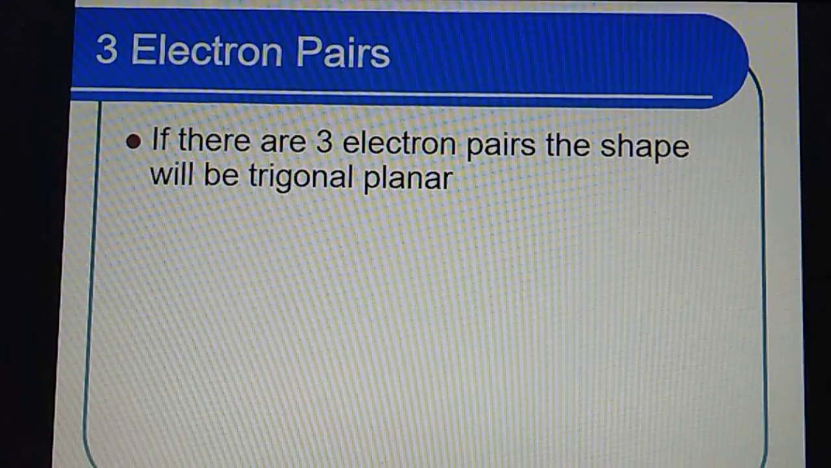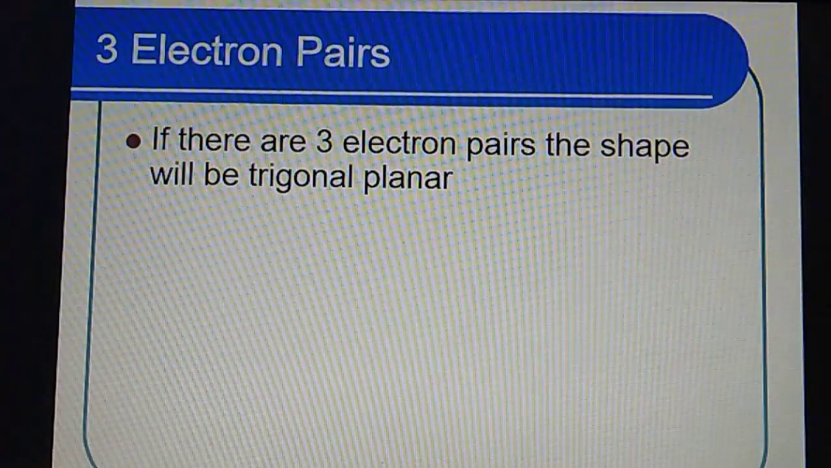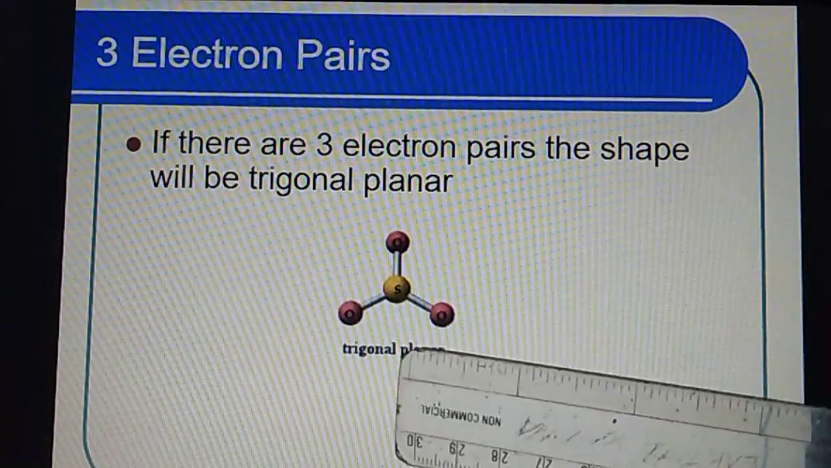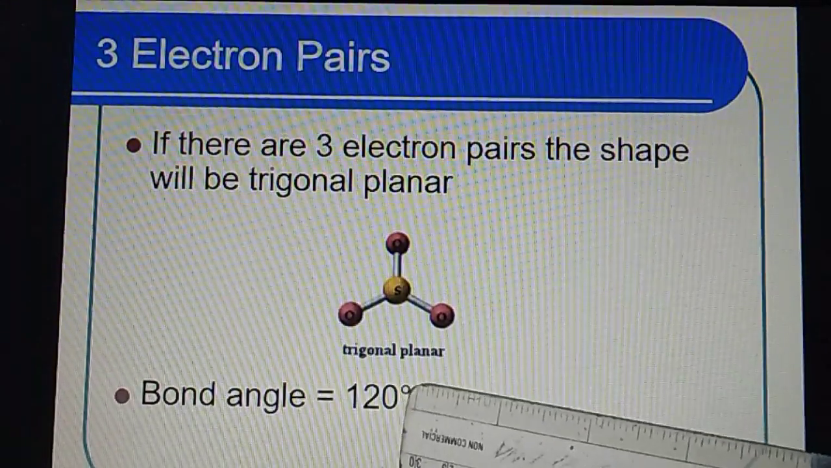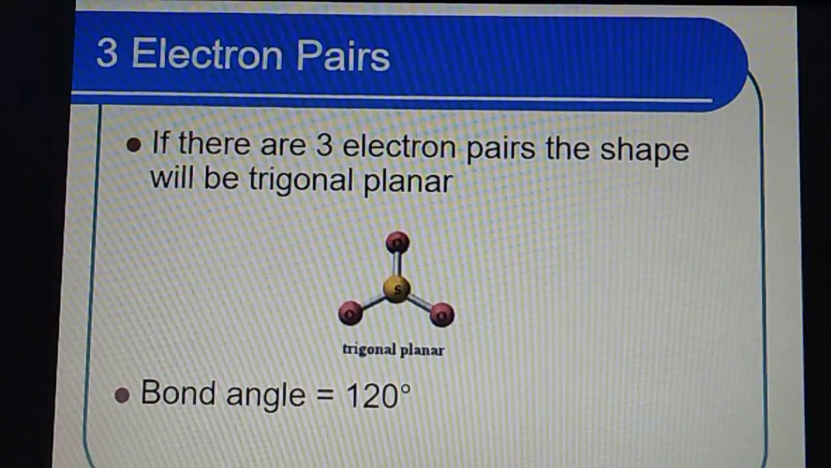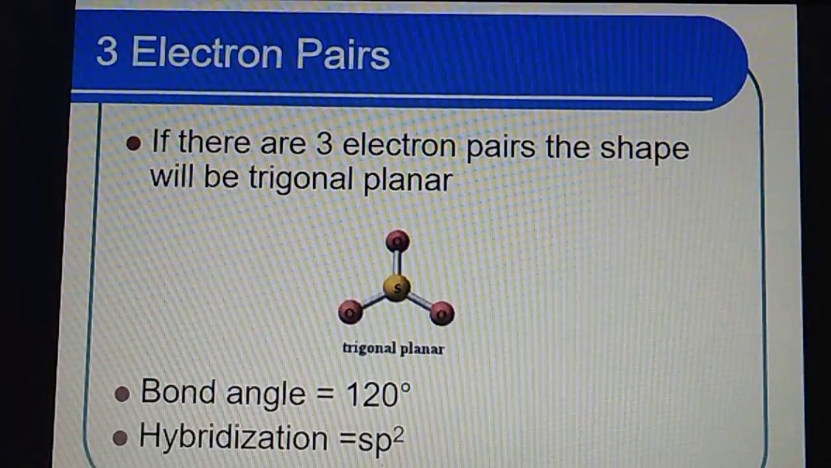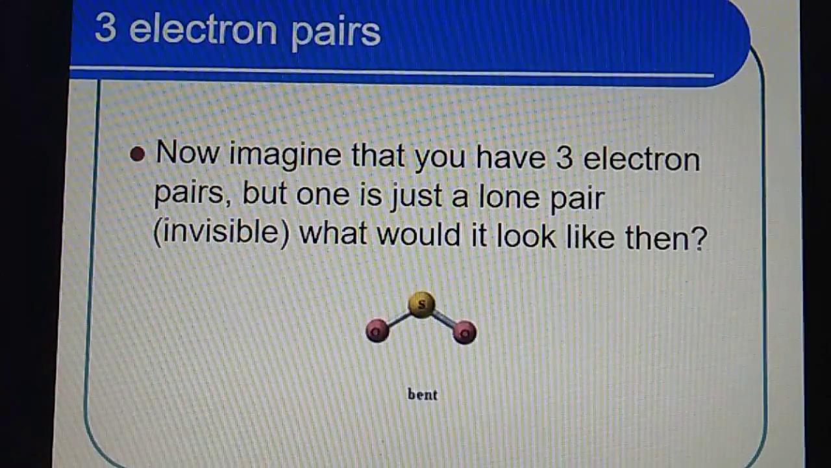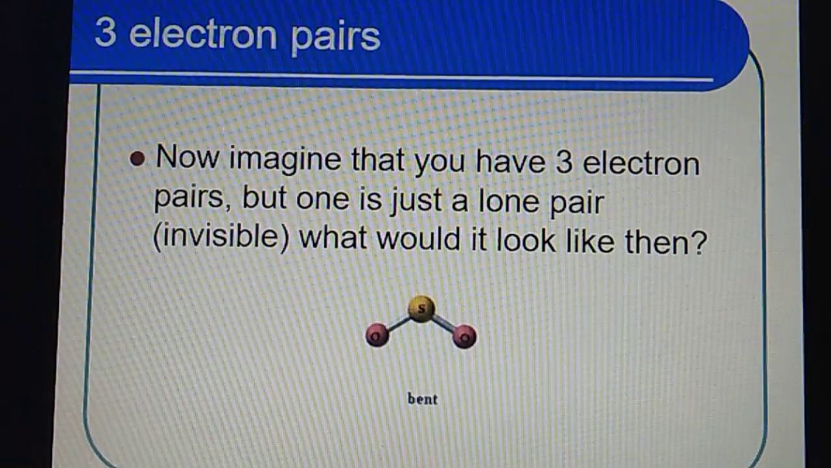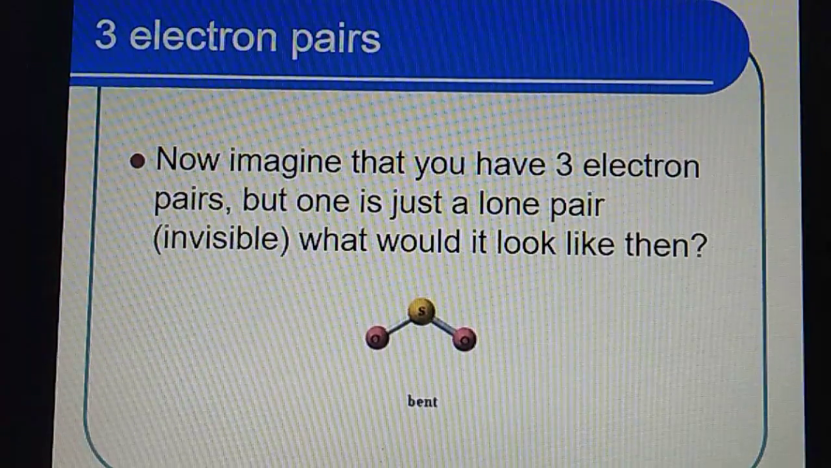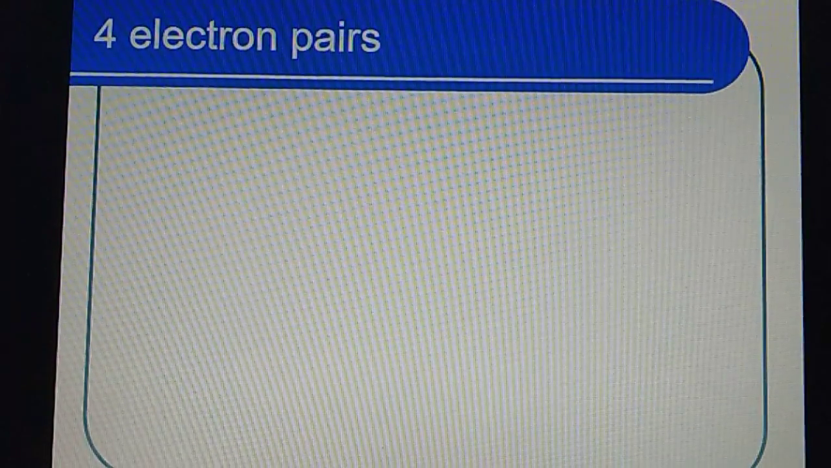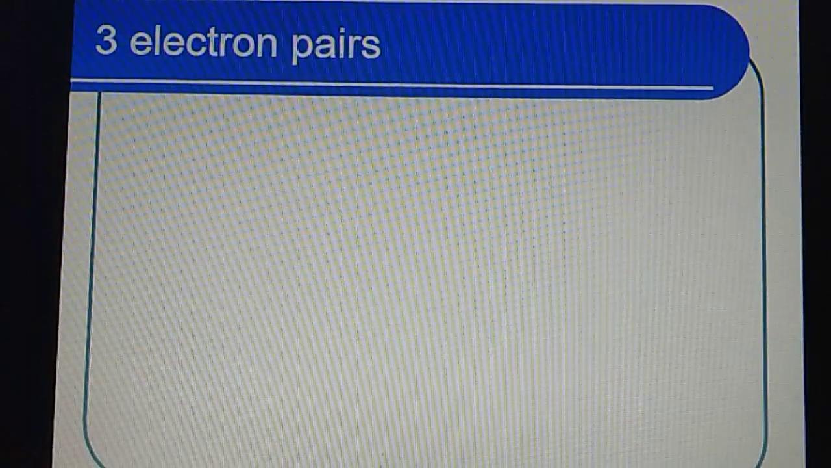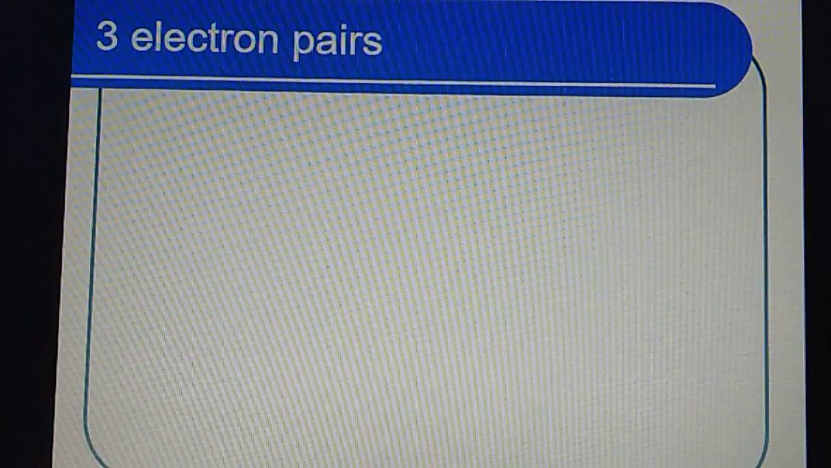In case there are 3 electron pairs, the shape will be trigonal planar if there is no lone pair of electrons. Now, student, the bond angle will be 120 degrees, and the hybridization is sp2. Now imagine that a lone pair of electrons is also there. In that case, what will you be able to draw with this structure, student?